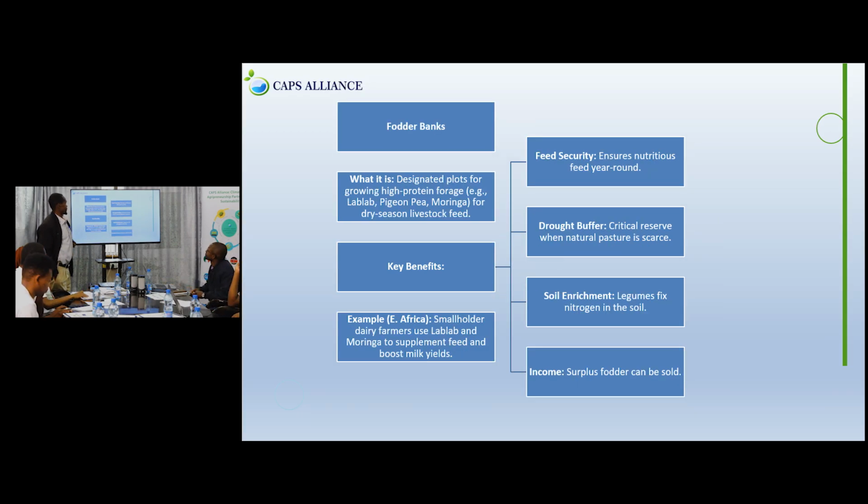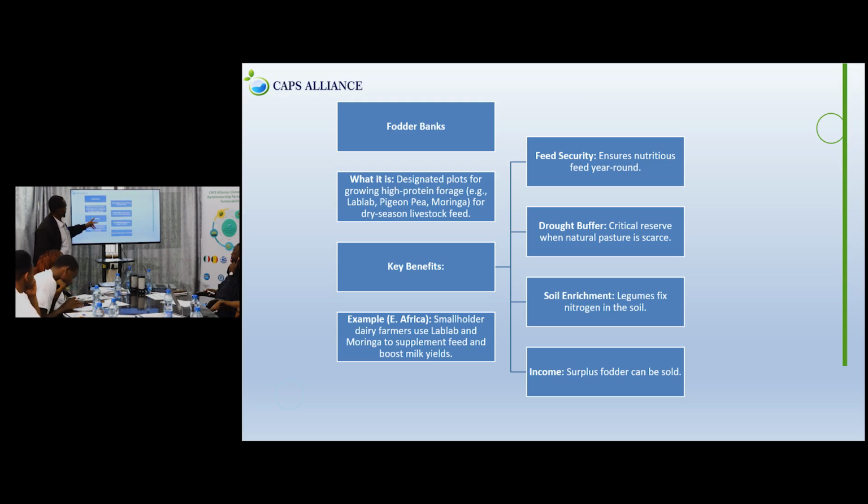For the banks, it is just like when we talk about seed banks. Here we talk about designated high-protein forage, for example lab lab, pigeon pea, even moringa. You also have beans. It's not only limited to this, there are French beans.